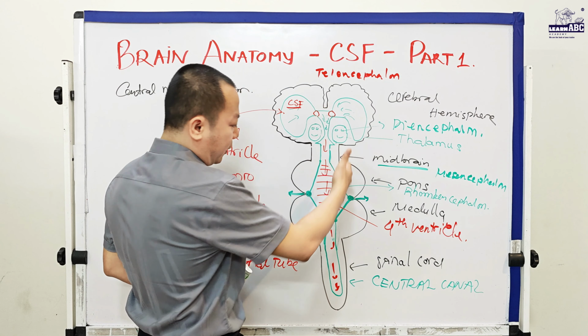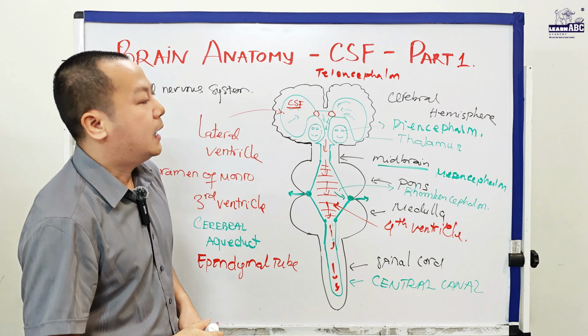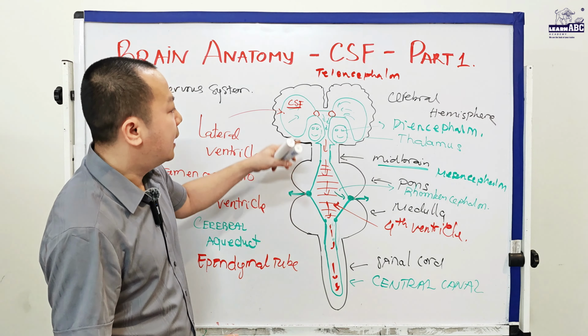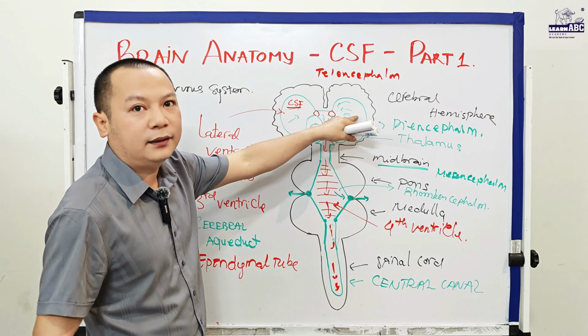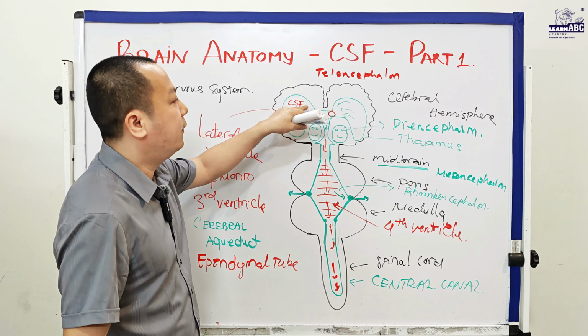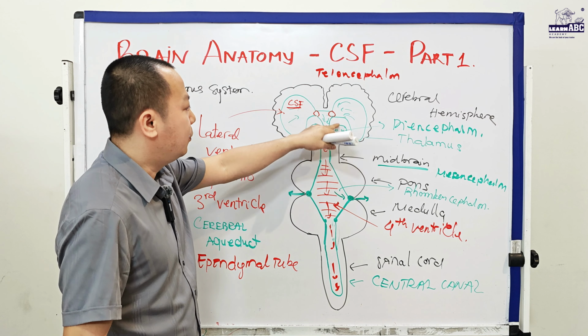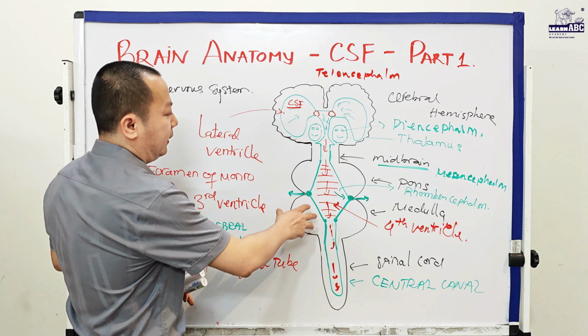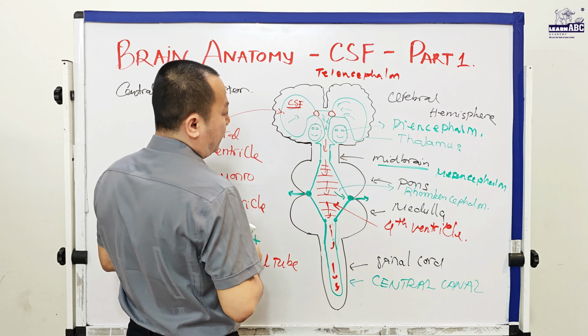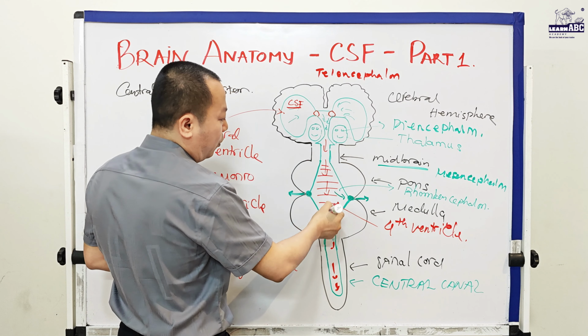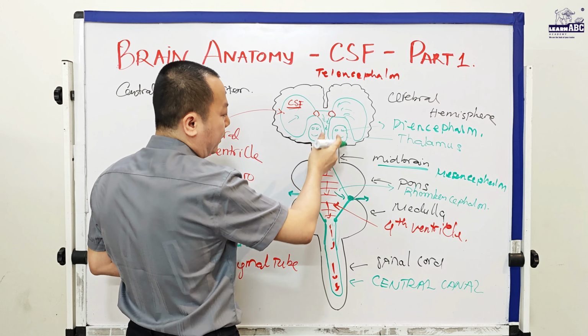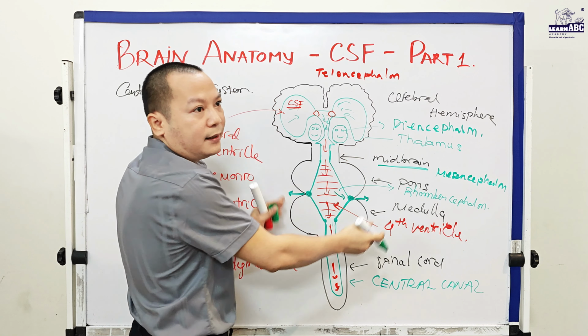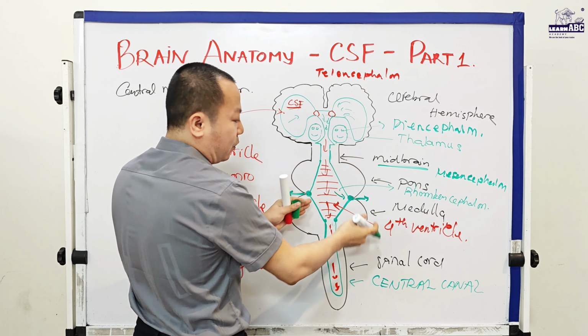So this is the basic structure of the CSF cavities, where the CSF, or cerebrospinal fluid, is produced. And in the next video we will continue to learn how the CSF is produced inside and how it moves out of the central nervous system to protect our central nervous system.